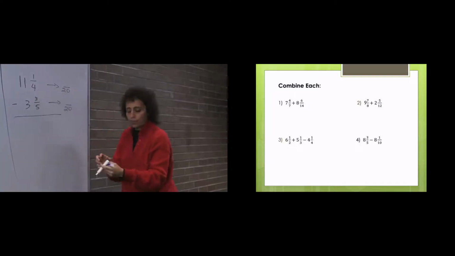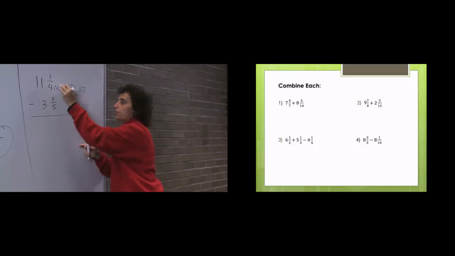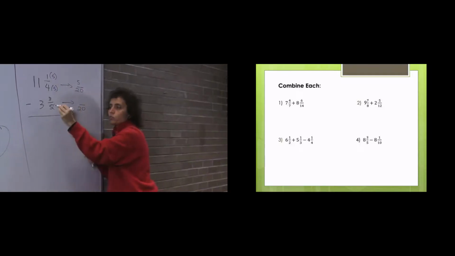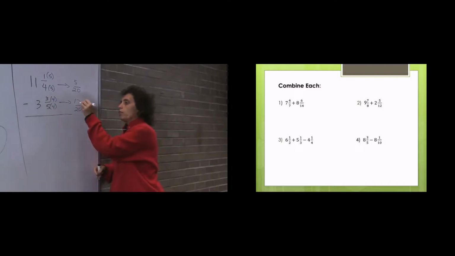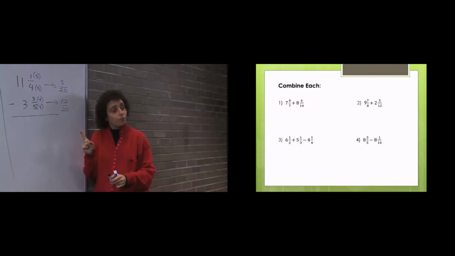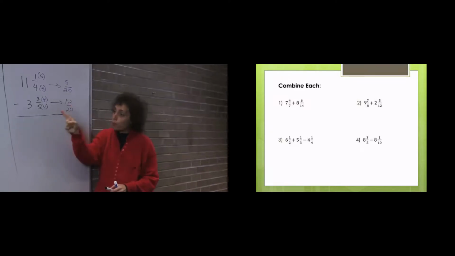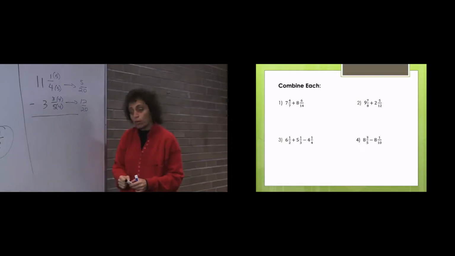All right. So now I have to ask myself what times 4 is 20, and that is 5. What times 5 is 20, and that is 4. 3 times 4 is 12. See a little problem going on? I cannot take 12 away from 5, remember, I'm subtracting. I'm going to have to borrow.